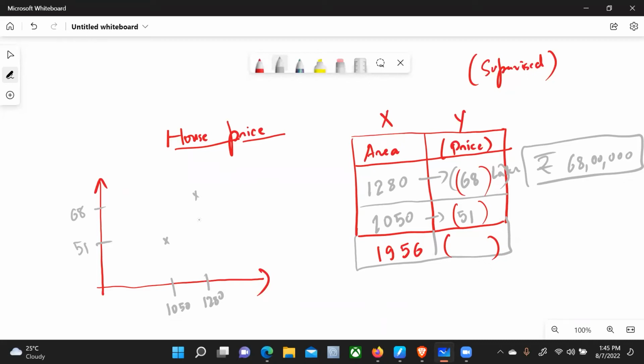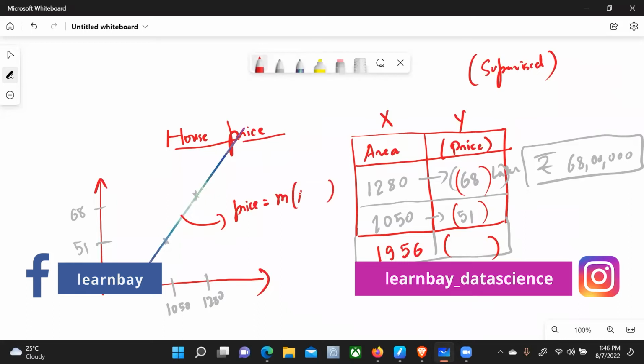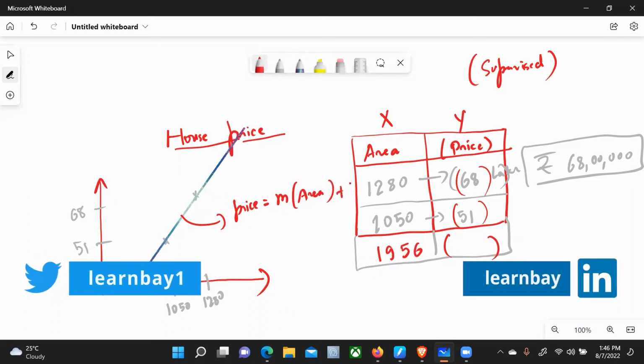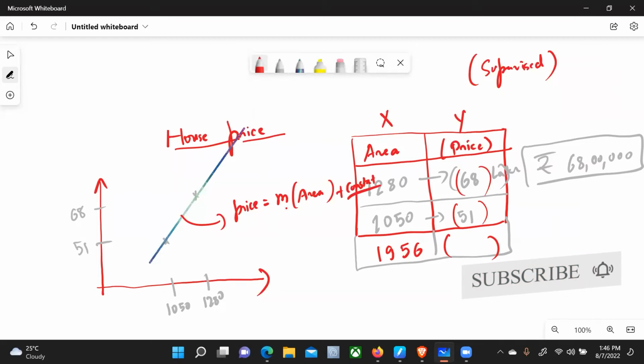So if there are only 2 points, actually it makes sense. I could argue here that it makes sense to come up with a simple solution. Come up with a line, and then this becomes a function. And what would be the equation of this line? I could simply say the price function is nothing but some parameter, let's say M, into area plus some coefficient or constant value. So if I could figure out this M and constant, then I can literally put the value of 1956 square footage, and I will be able to extrapolate what would be the price of that property.